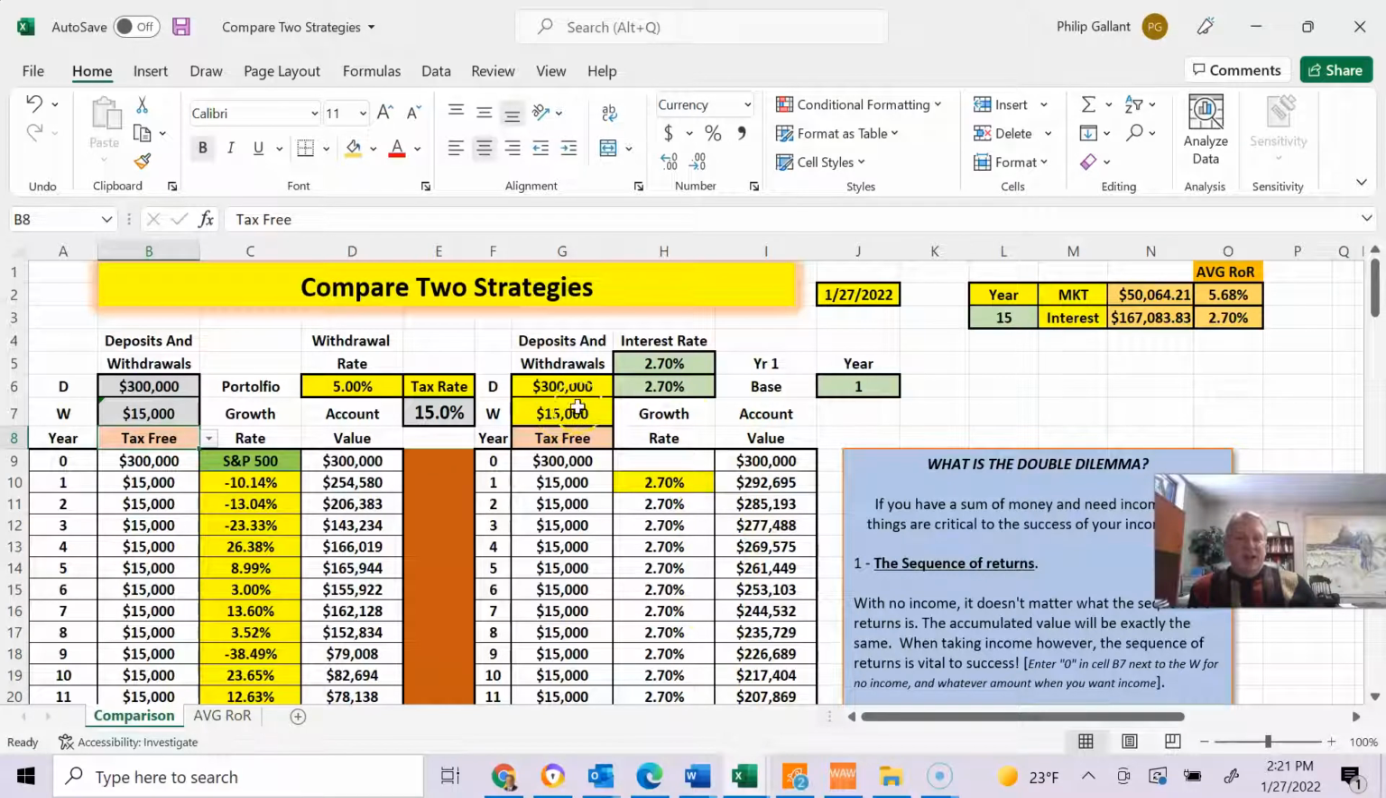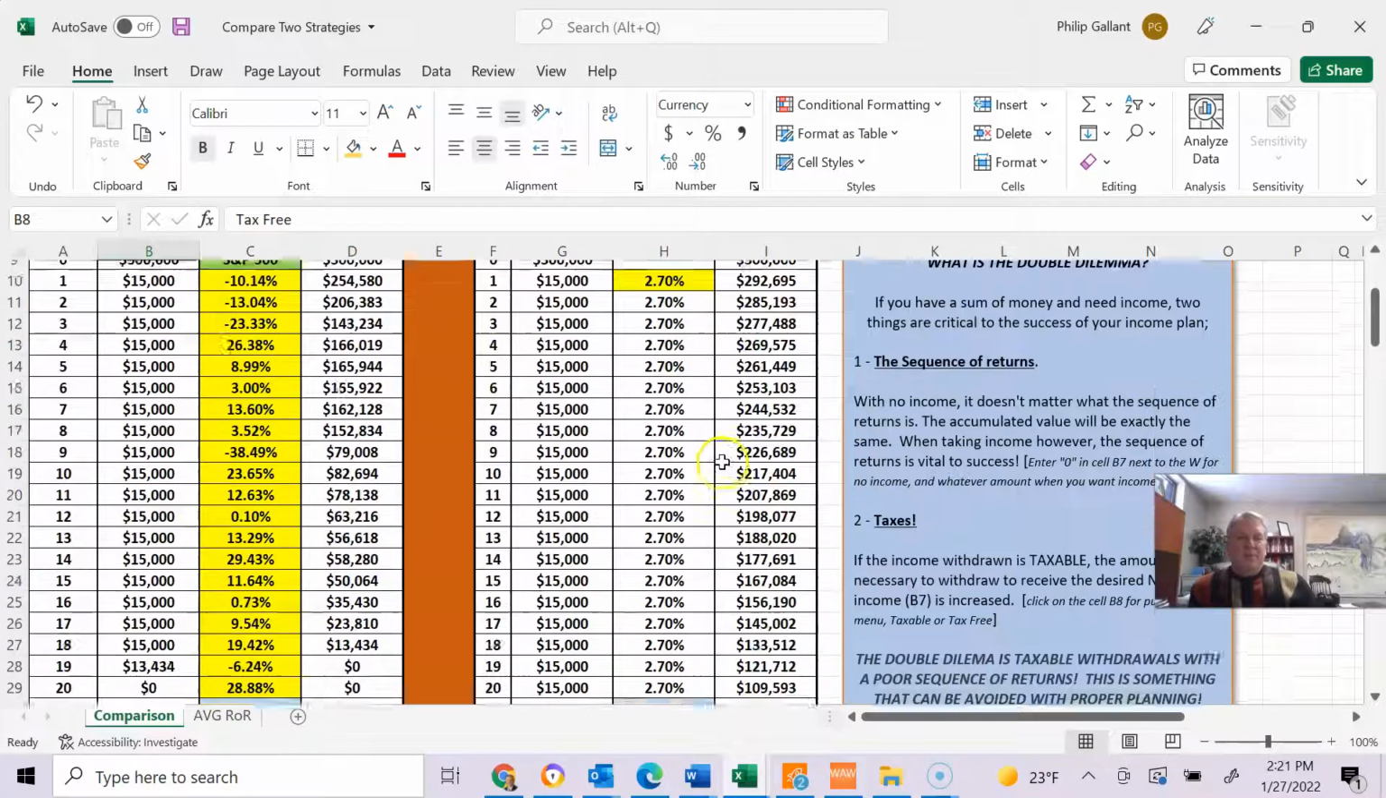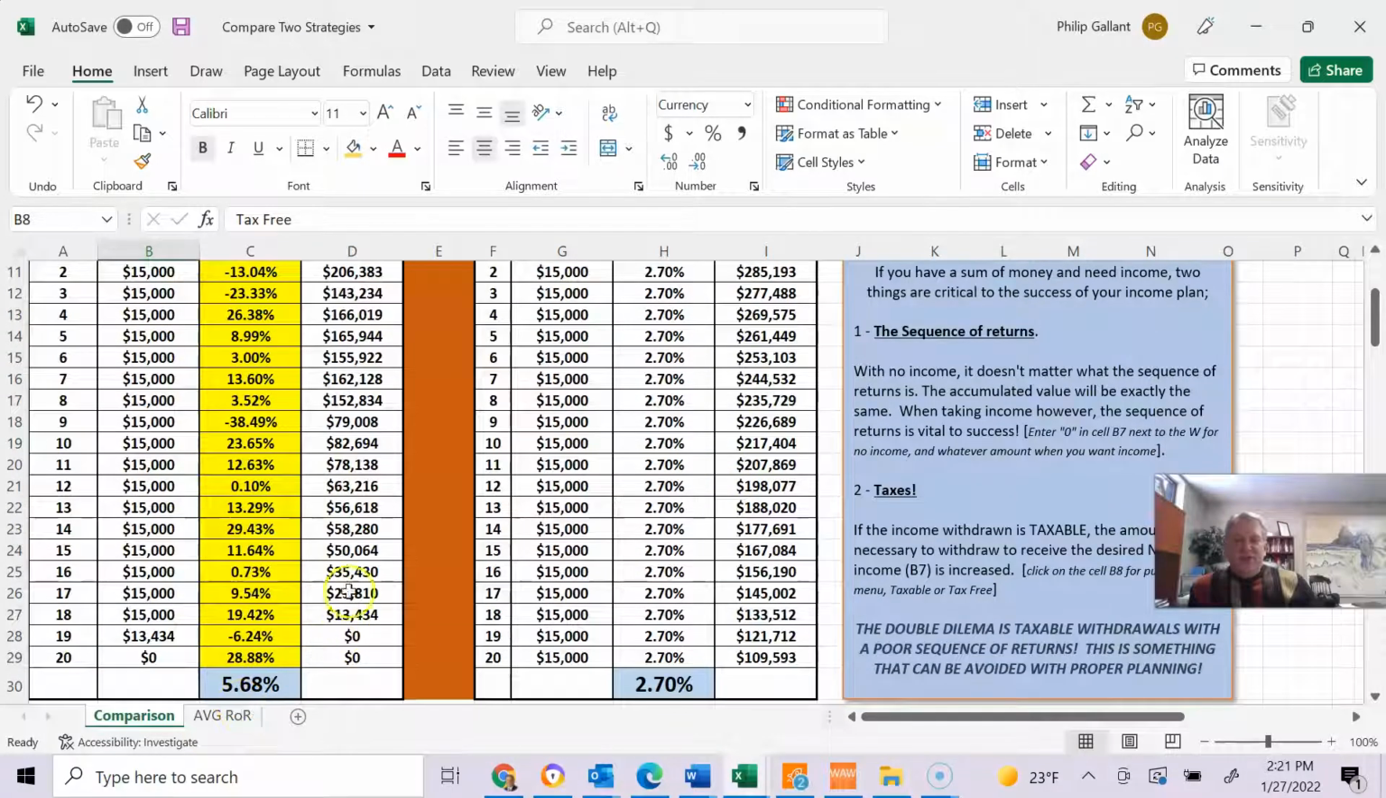and we're going to withdraw the same $15,000 from those two accounts. Let's take a look at where we end up. You can see here on the left, which is the market-based 5.68 average rate of return, that we would run out of money in year 19, and in year 19, we wouldn't even be able to take our whole $15,000 out. We'd only be able to take $13,454, whereas on the interest-bearing side, we got 2.7% interest, and we took all of this money out.